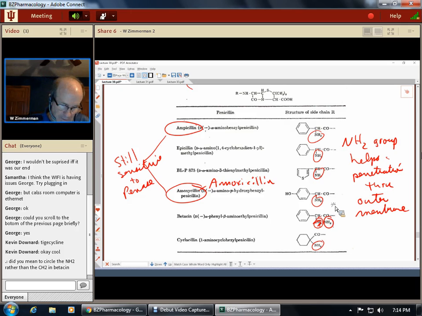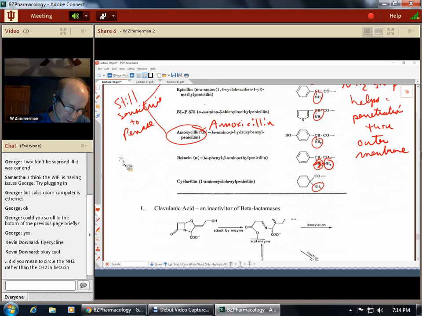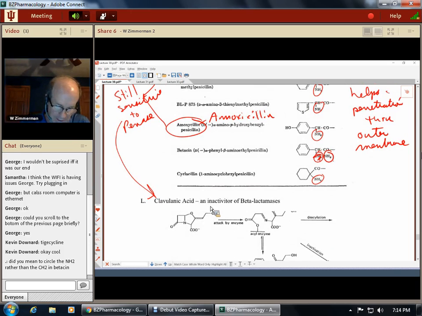Well, we still have this problem with penicillinase, so that leads us into these inactivators of beta-lactamases. Clavulanic acid is one, sulbactam, tazobactam. All of these are inhibitors of beta-lactamase.